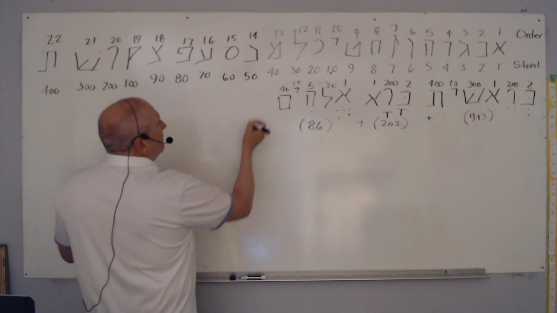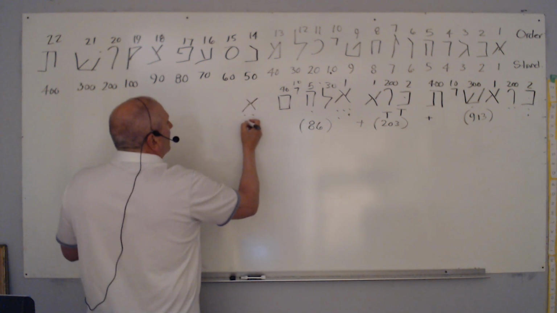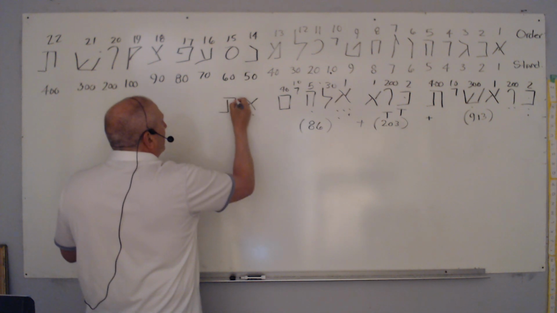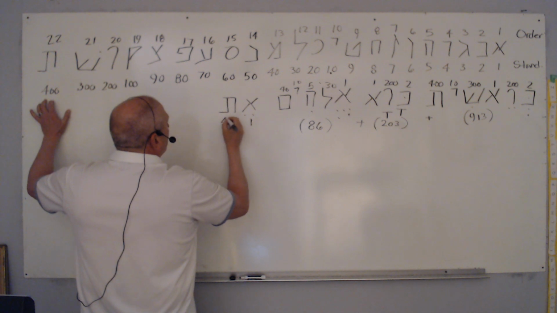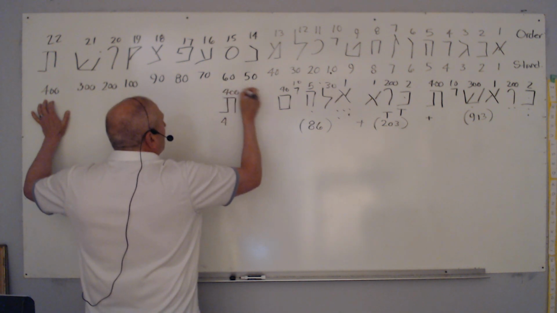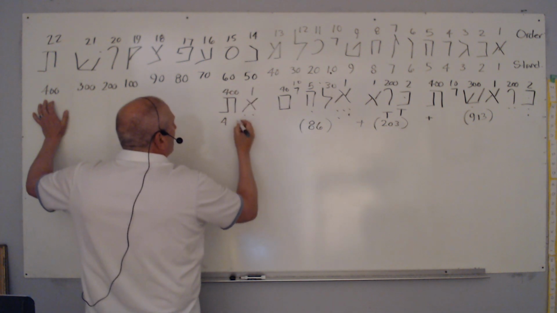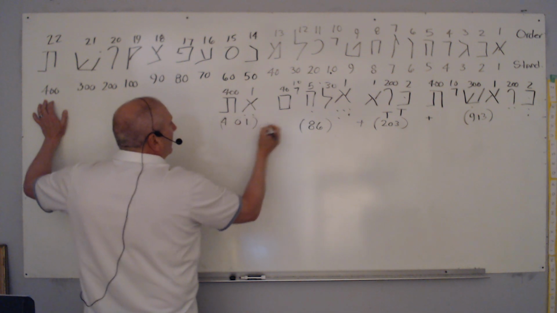And then we have et, the sign of the direct object when the object is definite. So 1 and 400, 400 and 1. So that gives us 401 total.